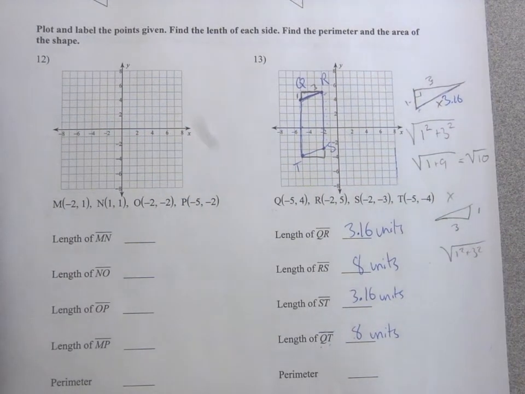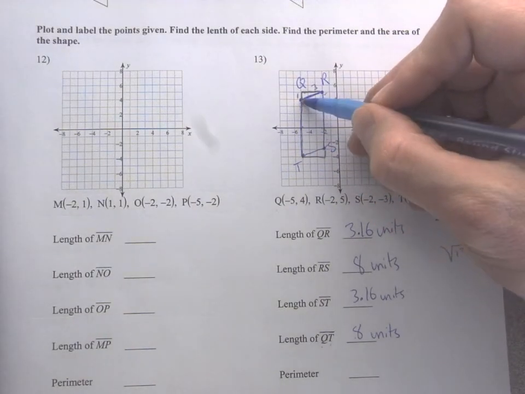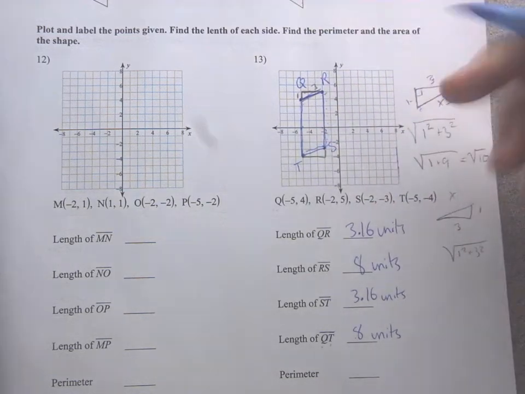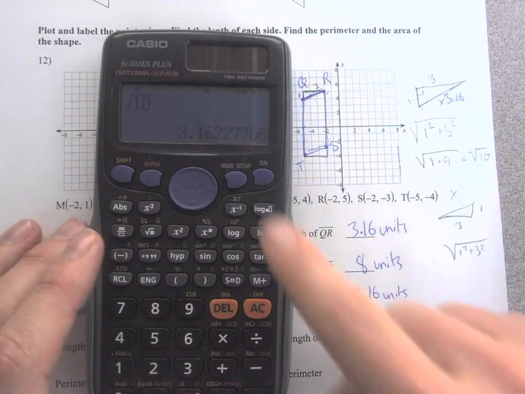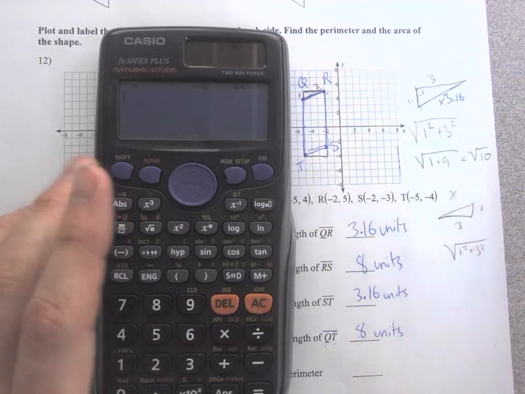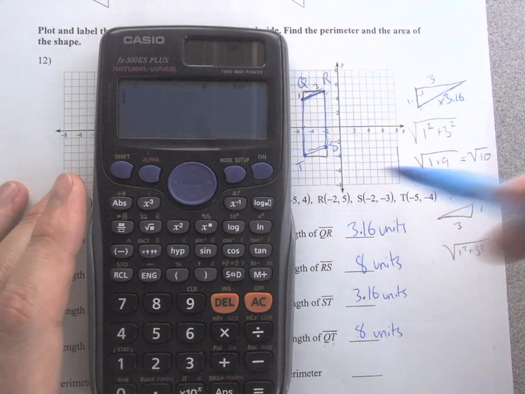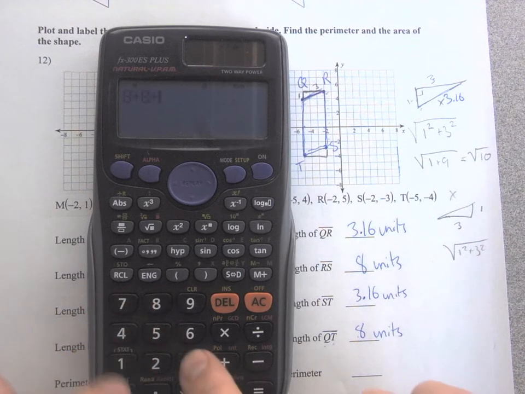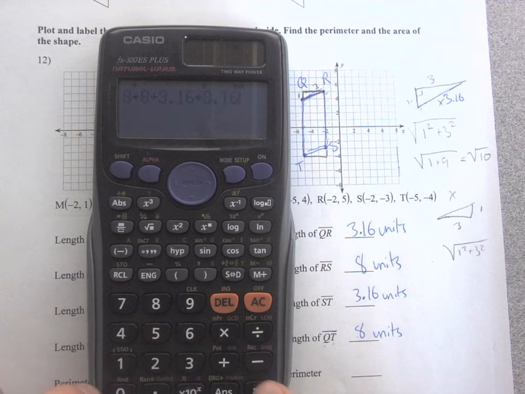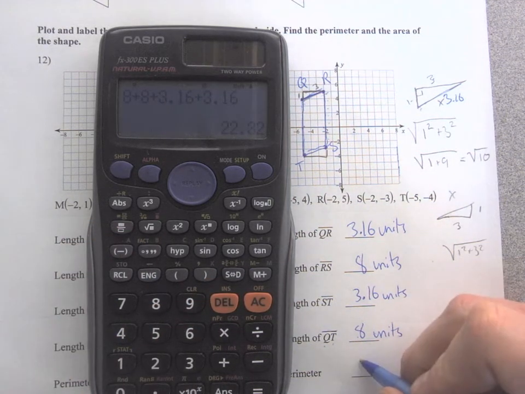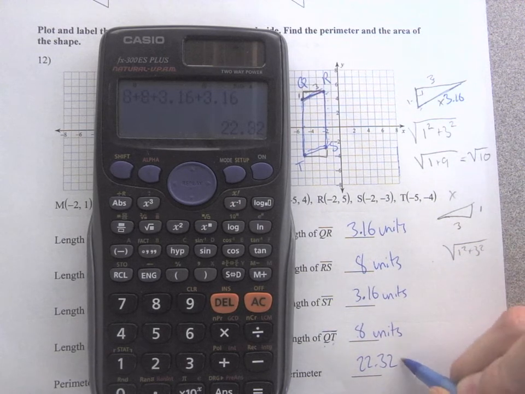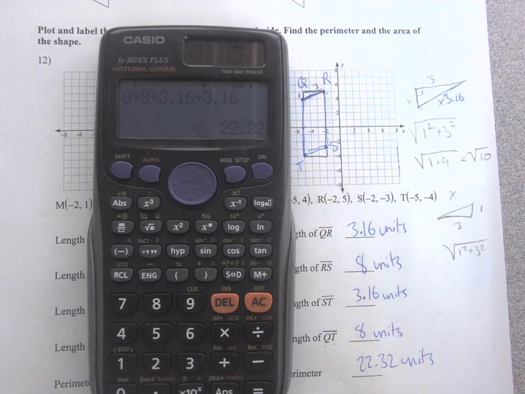Okay, so for perimeter, I need 8 plus 3.16 plus 8 plus 3.16, all added together. And remember, that's a one-dimensional measurement. We're not talking about space inside. We're talking about a length, basically, a distance around, or all 4 lengths added together. So 8 plus 3.16 plus 3.16. Okay, gives me a fraction, so I'm going to change that back to a decimal. So the perimeter is about, I mean, we rounded here, but about 22.32 units, right?